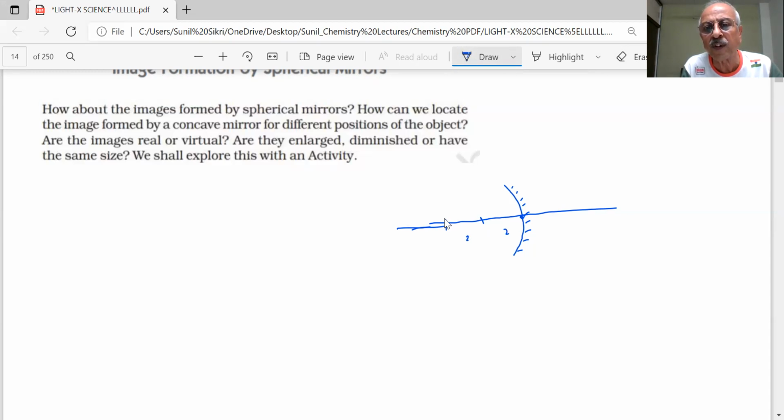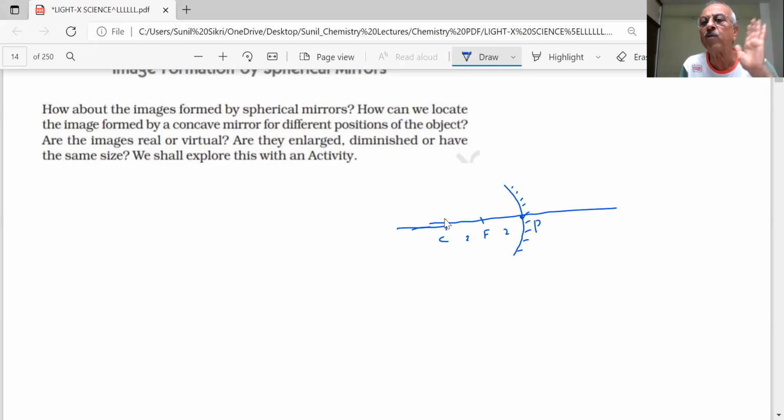If this distance is 2 centimeter, from here to here, that is your focus. Then you draw another 2 centimeter. This is your center of curvature. This is your pole. So draw a line. This line is called the principal axis, as we told you.